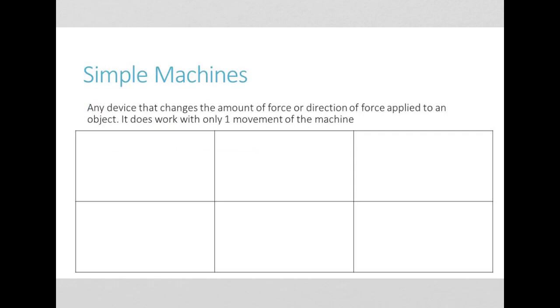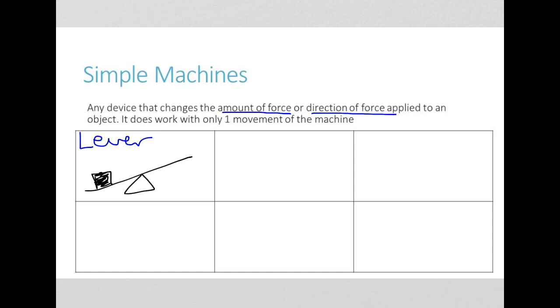A simple machine is basically going to be any device that changes the amount of force or the direction of the force applied to an object. And it does work with only one movement of the machine, not multiple different movements. So we're going to talk about 6 basic simple machines. The first one is going to be a lever. And you've sort of seen levers before, and this is probably a simple lever right here.